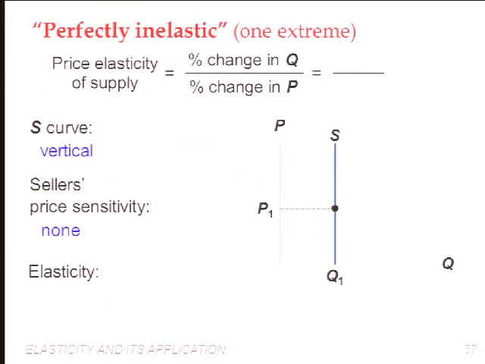Okay, inelastic. Go through the same process. Price rises by 10%. The quantity rises by less than 10%, and thus we have an inelastic but not a perfectly inelastic supply curve, to distinguish this bucket from the prior bucket.